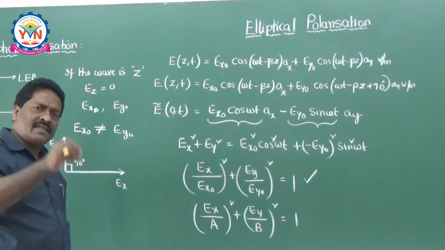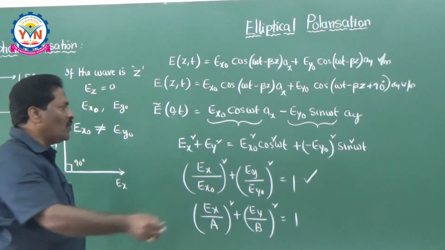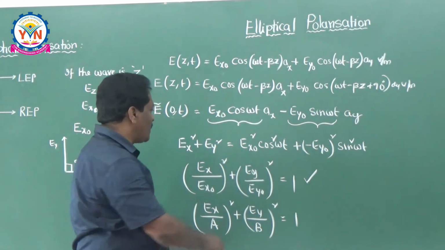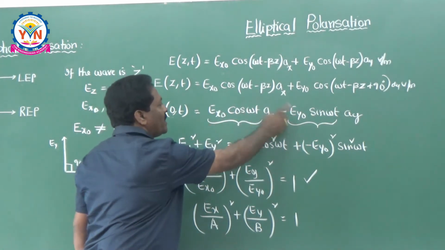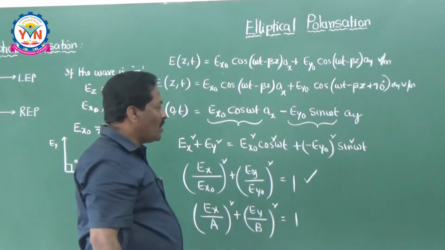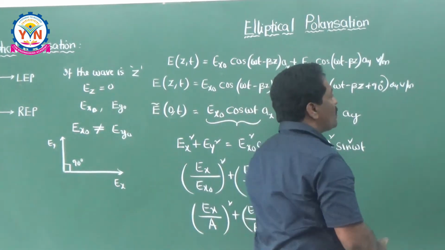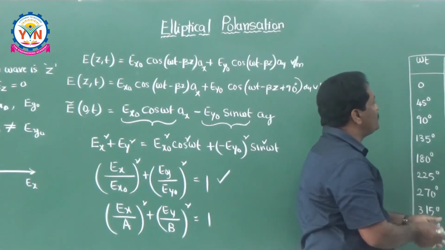As usual, just like circular polarization, we have to do this, except the only condition is your Ex naught is not equal to Ey naught. That's all. So coming to the sketching of this entire parameters, once again consider this table.